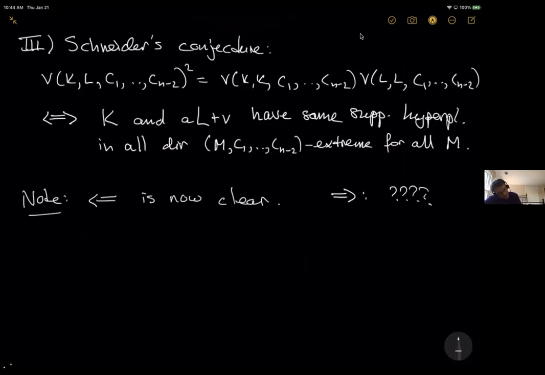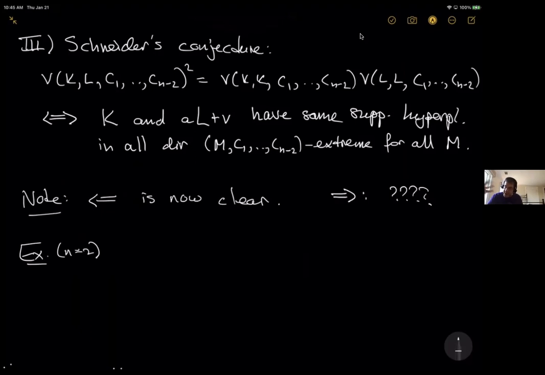And let me give an example finally where you see what this is. Right? Let me give two examples. First, let's look at dimension 2. Dimension 2 was completely understood a long time ago, but let's just look for a sanity check. What happens in dimension 2? So in dimension 2, there are no reference bodies, right? The mixed volume is just a function of K and L. There are no C1 to Cn-2, right? So then the conjecture is that K and aL plus v have the same supporting hyperplanes in all M-extreme directions for all M, right?